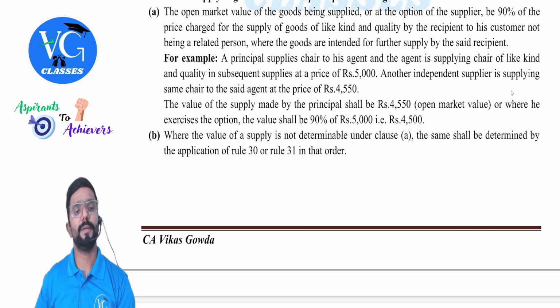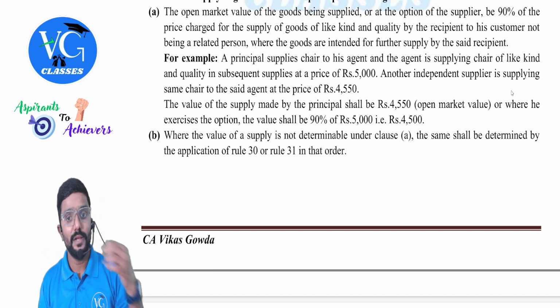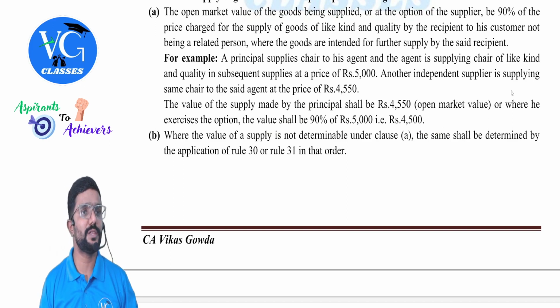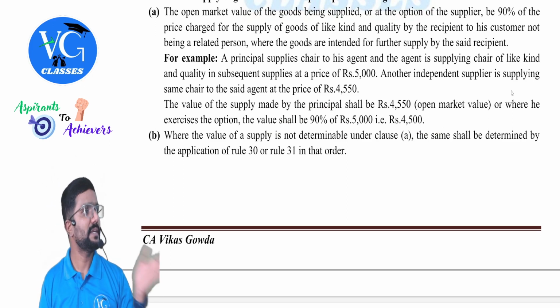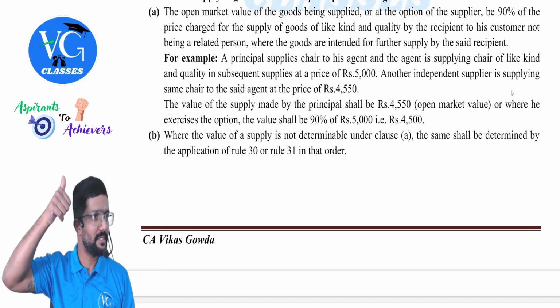Yes. B: if A is not possible, only then you will go for B. Where the value of supply is not determinable under clause A, the same shall be determined by the application of rule 30 or 31 in that order. That is first 30, then 31. In that order, guys. Is that clear?